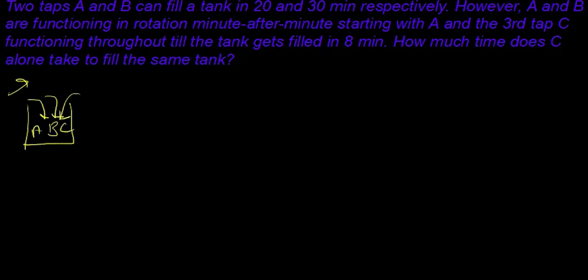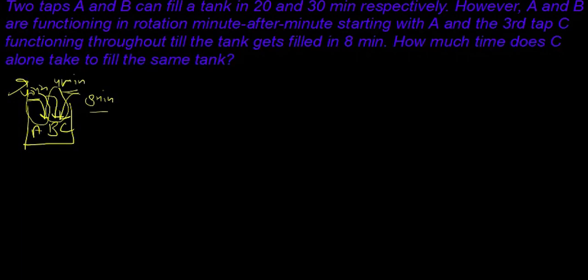A and B are functioning in rotation minute after minute, with the third tap C functioning throughout, till the tank gets filled in 8 minutes. Okay, so I think C worked for 8 minutes because they are working alternately. So A is going to work for 4 minutes and B is also going to work for 4 minutes.